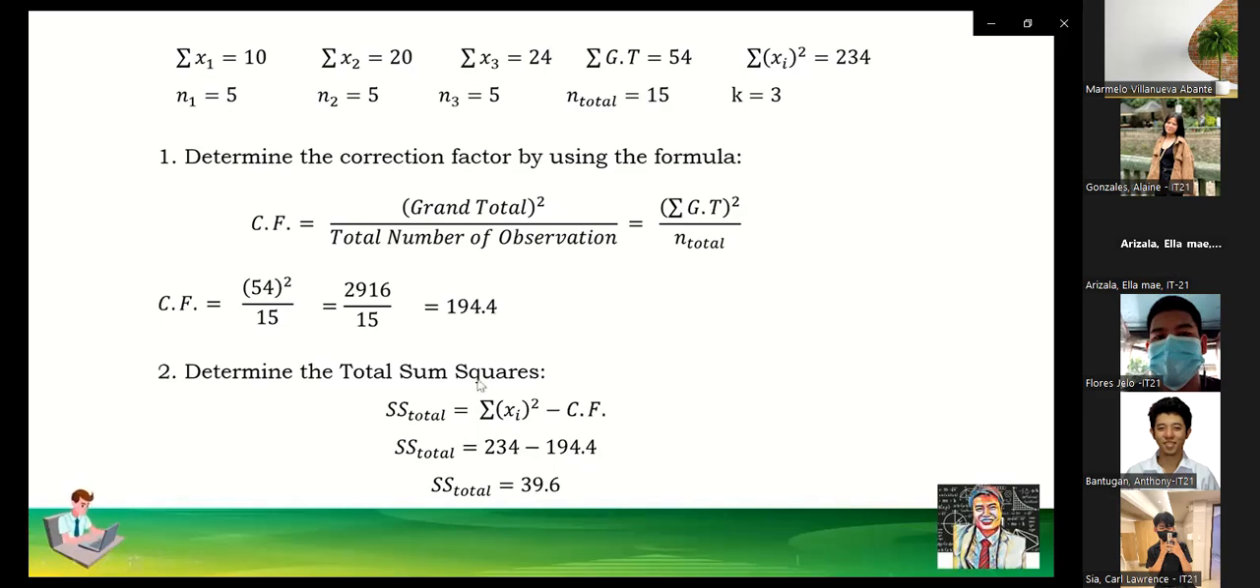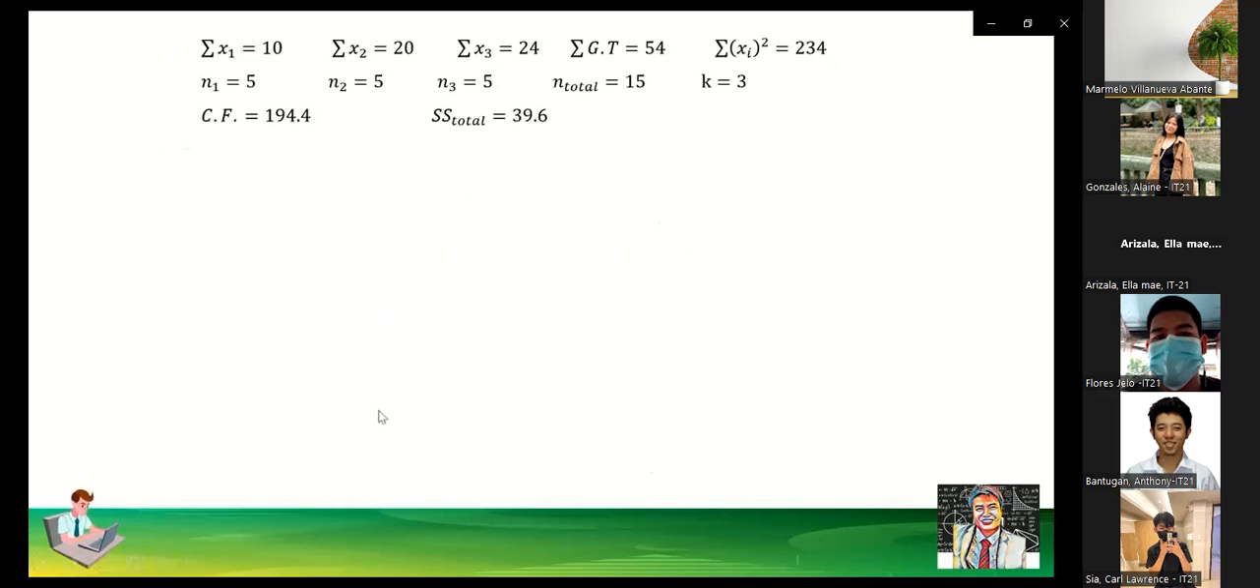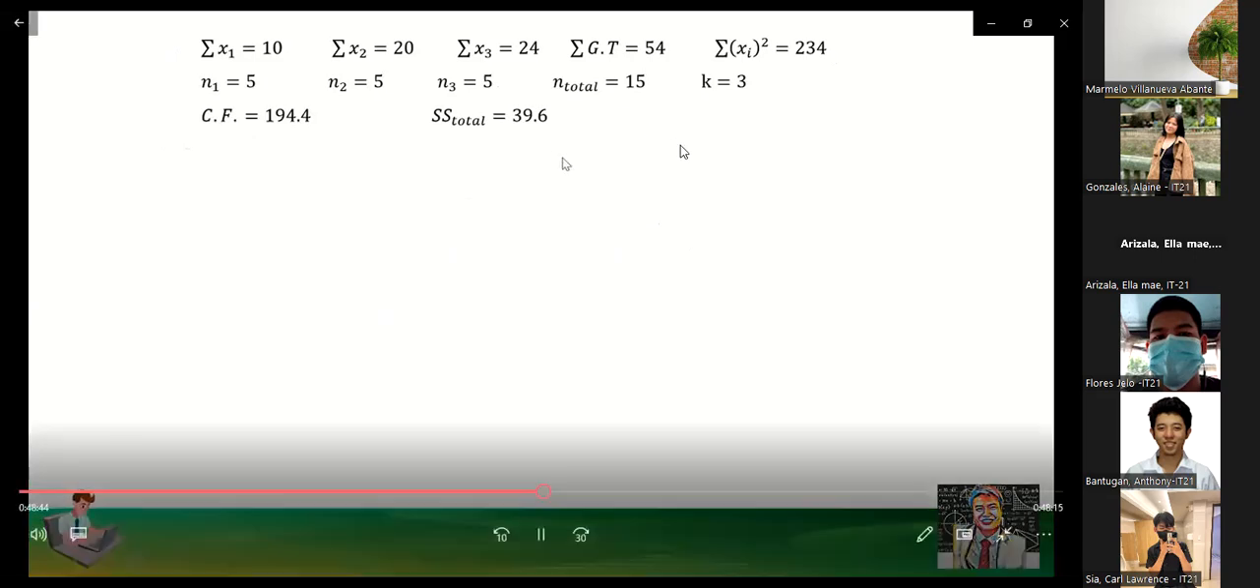Una, correction factor. Divide natin yung grand total natin dun sa total number of observation. Then, next step natin, yung total sum of squares minus the correction factor. That is the SS total. So, proceed tayo dun sa next step. Nilagay ko lang dito yung na-compute natin para kumasya. So, SS correction factor natin and SS total natin.